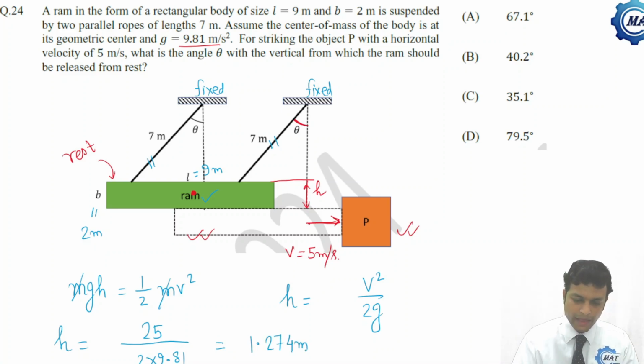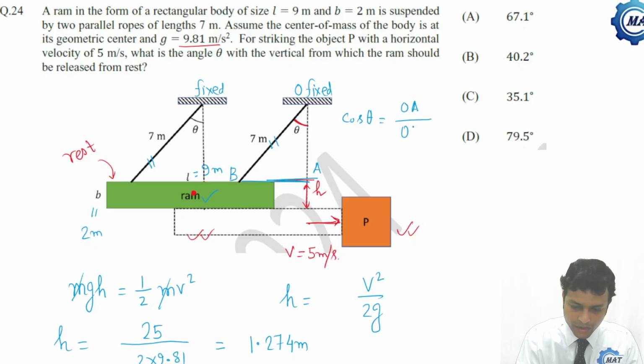H is 1.274 meter. So from this triangle, you can easily calculate the value of theta. Cosine theta is what? Say this is O, this is A, this is B. Cosine theta is OA by OB. What is OA? OA is 7 minus H, because this will come to here, so OA is 7 minus 1.274 divided by 7.